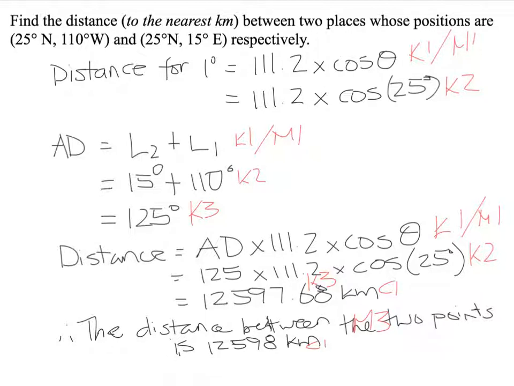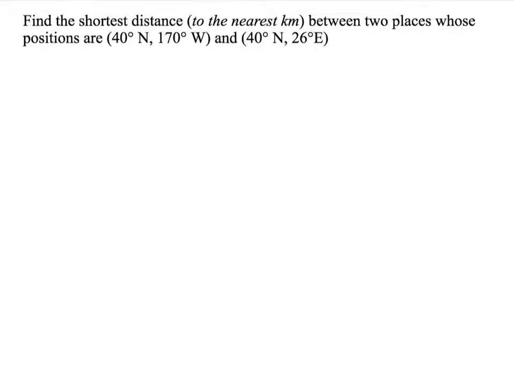Now let's have a look at a slightly different one where we're looking at the shortest distance. For this question, we're finding the shortest distance to the nearest kilometre between two places at positions 40 degrees north, 170 degrees west, and 40 degrees north, 26 degrees east. Because they're both 40 degrees north, they're both on the same small circle or line of latitude. And because we're working with latitude, our angular distance is going to include the difference for longitude.